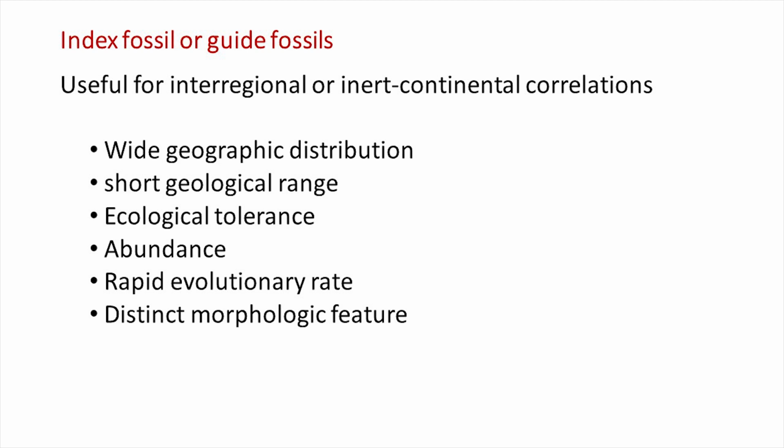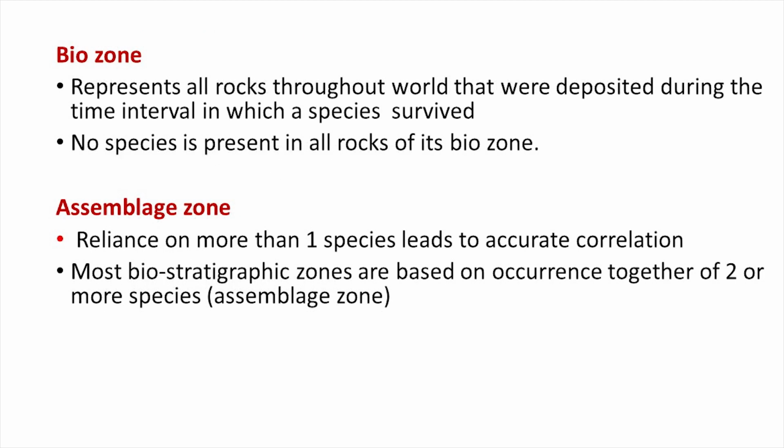They should be abundant. They should have a rapid evolutionary rate, and they should also have distinct morphologic features. Now, the biozone represents all rocks throughout the world that were deposited during the time interval in which a species survived. No species is present in all the rocks of its biozone. In the assemblage zone, we know that there is more reliance on more than one species for accurate correlation. Most biostratigraphic zones are based on the occurrence together of two or more species, which are known as assemblage zones.